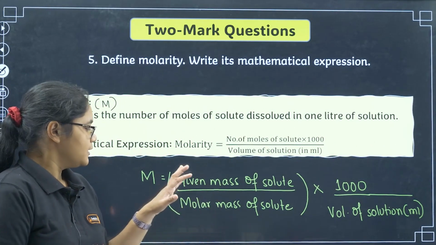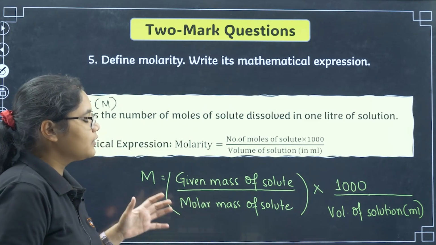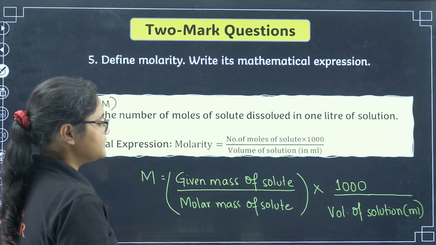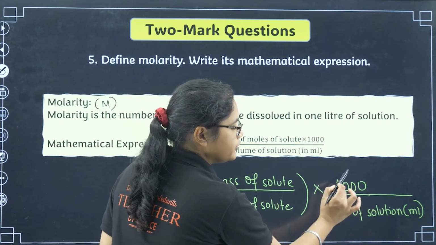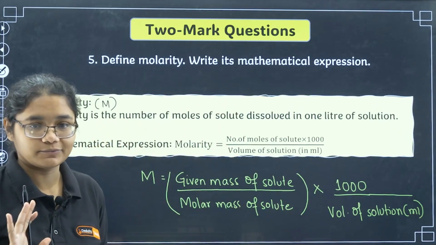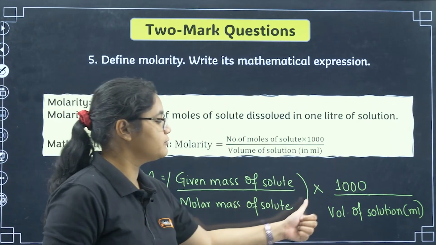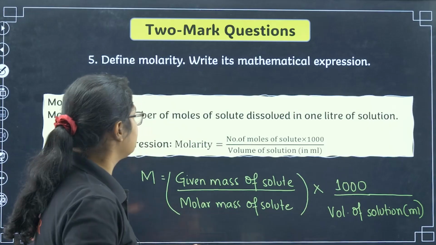Clear? This is fine. Now coming to this part, if the volume is given in liter, you don't have to multiply by 1000. It is only required when the volume of the solution is in ml. Now let me tell you something.